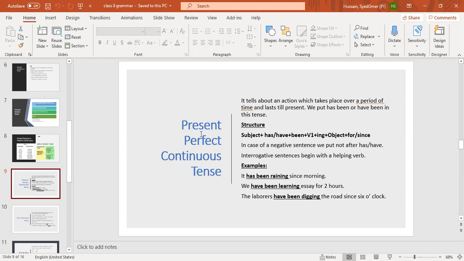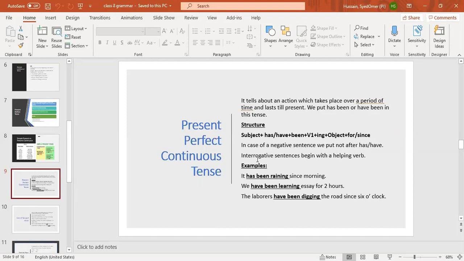When we talk about present perfect continuous, we have to put the helping verb of present perfect tense, has and have, and the first form of verb with ing because it is continuous. It is in continuation. Only one extra verb we have to put: been. You can see the structure. You can note it down in your rough copy, but never write on the slides. Subject plus has/have plus been, first form of verb plus ing, object. For instance, I will explain in the next slide.